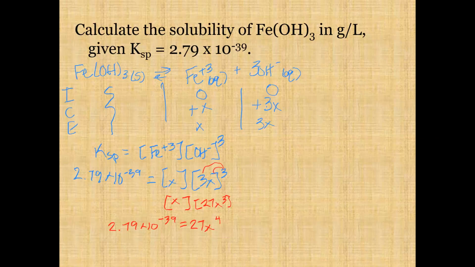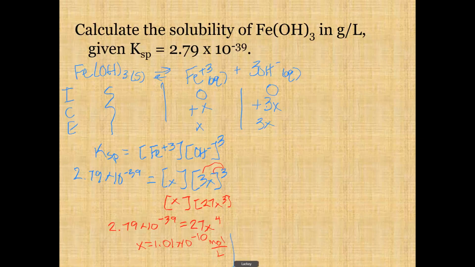So we have to divide by 27. And in your calculator under math, you can do the 4th root. And we get that x is going to be equal to 1.01 times 10 to the negative 10th. That is our molar solubility, which is moles per liter. The question is asking us for the solubility in grams per liter. So we are going to have to convert from moles to grams.